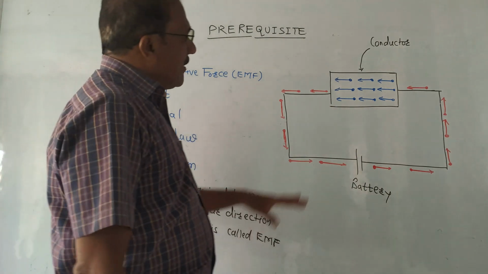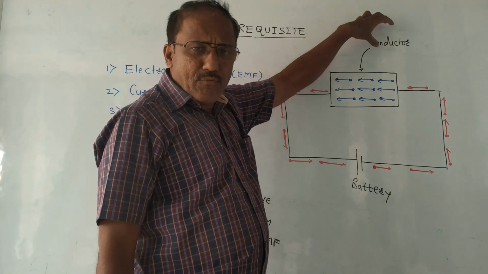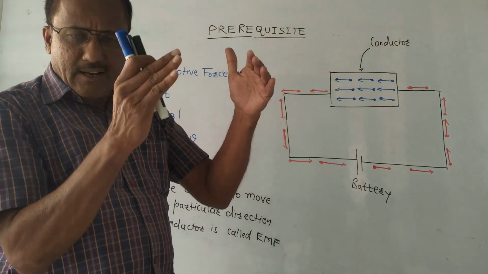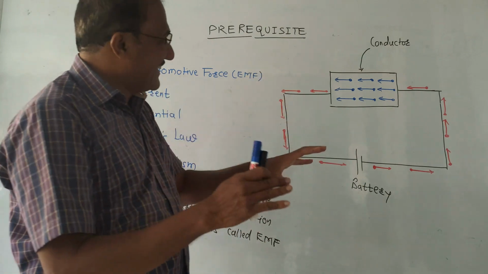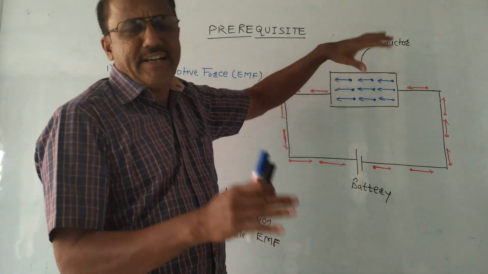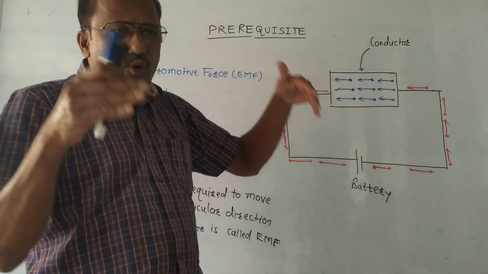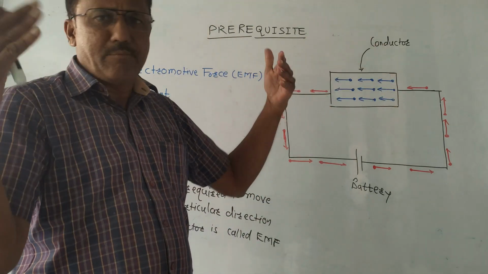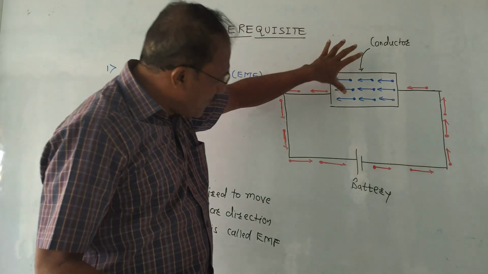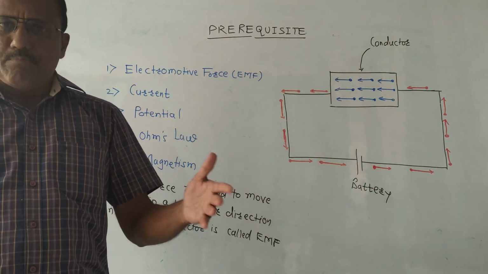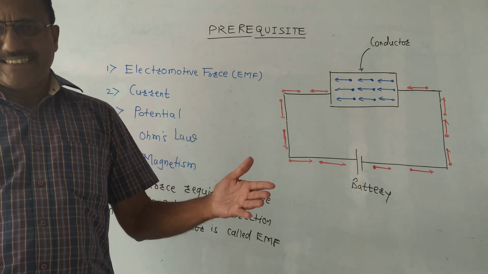Now, we'll consider one example of a conductor. Basically, inside the conductor, there are a large number of electrons, but they are randomly oriented. That means the electrons are not along a particular direction. Now, if you connect some battery, what is a battery? A good example of a battery is a pencil cell.